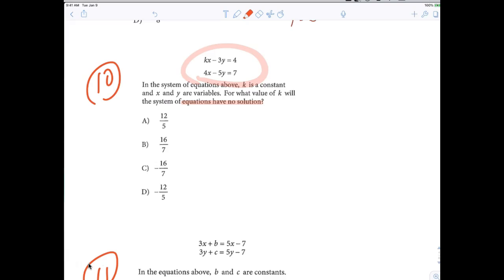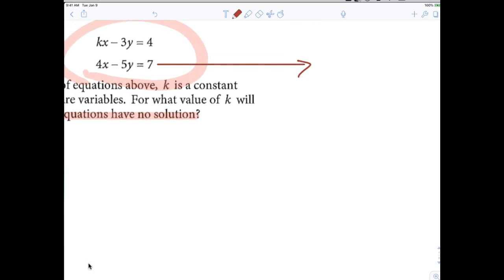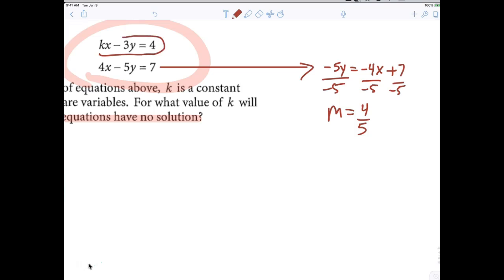Okay. Now again, we said that the slopes are equal. Slopes are equal. So I want to find the slope here. So stay with me. The bottom, solving for y, I get negative 5y equals negative 4x plus 7, divided by negative 5. So the slope of that line is what? Come on. 4 over 5. Thank you very much. The slope of that line is 4/5. Everybody agreed?